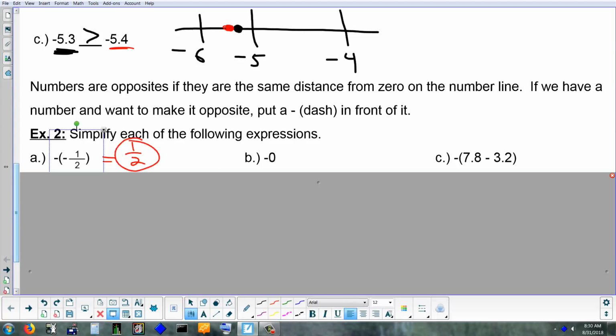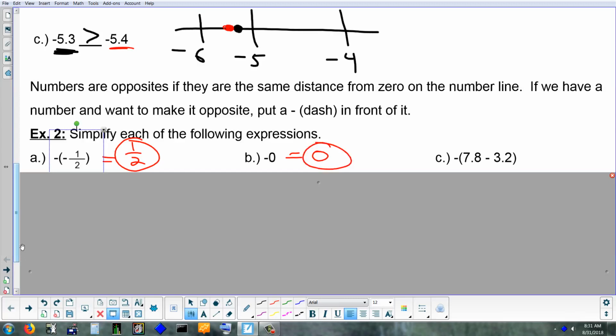A half. Okay, the next one is the opposite of 0. This one's a little weird. It's the only one that actually does this. But what's the opposite of 0? Yeah, Ellie? 0. It's 0. 0 is its own opposite. It's the only number that is its own opposite.